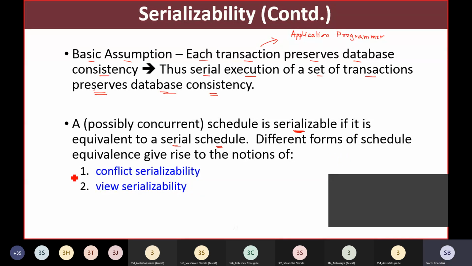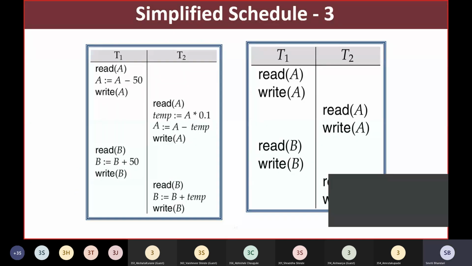So we have different forms of schedule equivalence, and these forms are the notions of conflict serializability and view serializability. In this course, we are not going to talk about view serializability, but we'll be focusing upon the concept of conflict serializability. In today's session, we are going to cover conflict serializability and then conclude our session. So, let us proceed with conflict serializability.